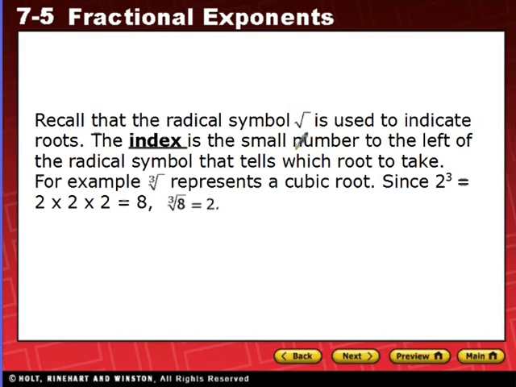7-5, fractional exponents. You're going to need Know It Note page 101 and probably a little bit onto the back side of 102, although I might wait and do that with part 2 tomorrow, actually.